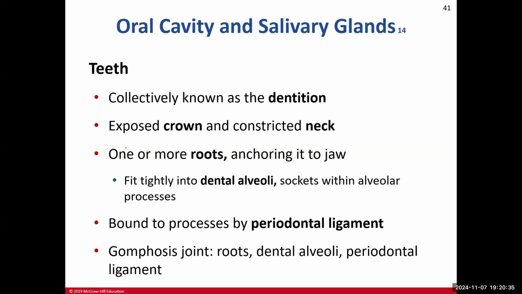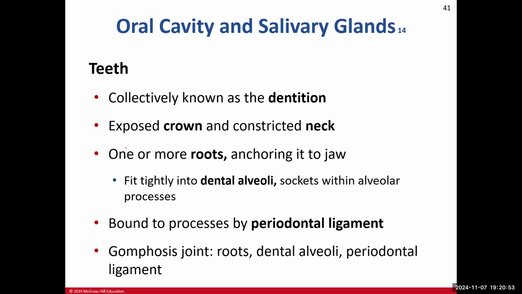That was a joke. But the roots, and I'll show you here, down in the roots, that's going to form the gomphoses, that peg and socket joint that we learned in chapter 9. Are you really saying that you remember that, or are you just, okay.